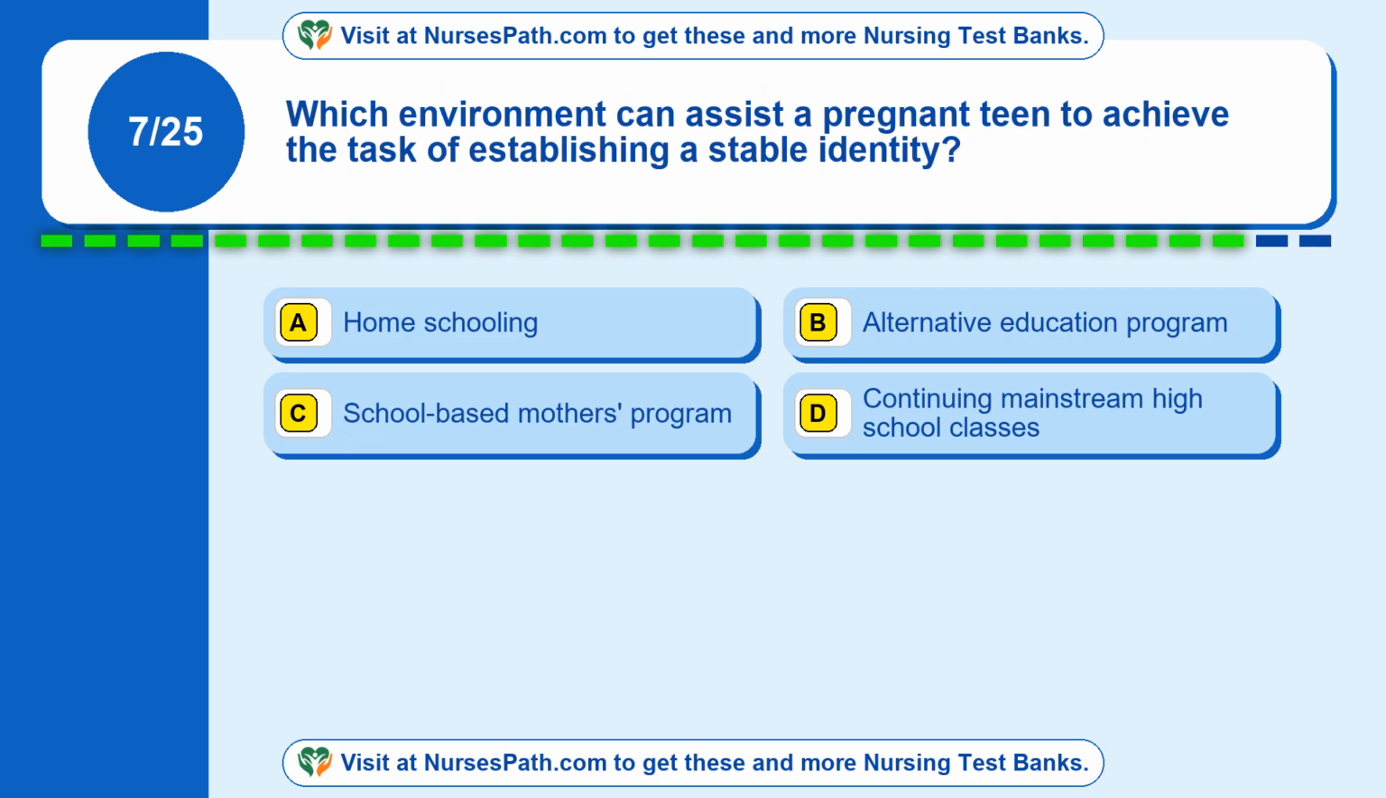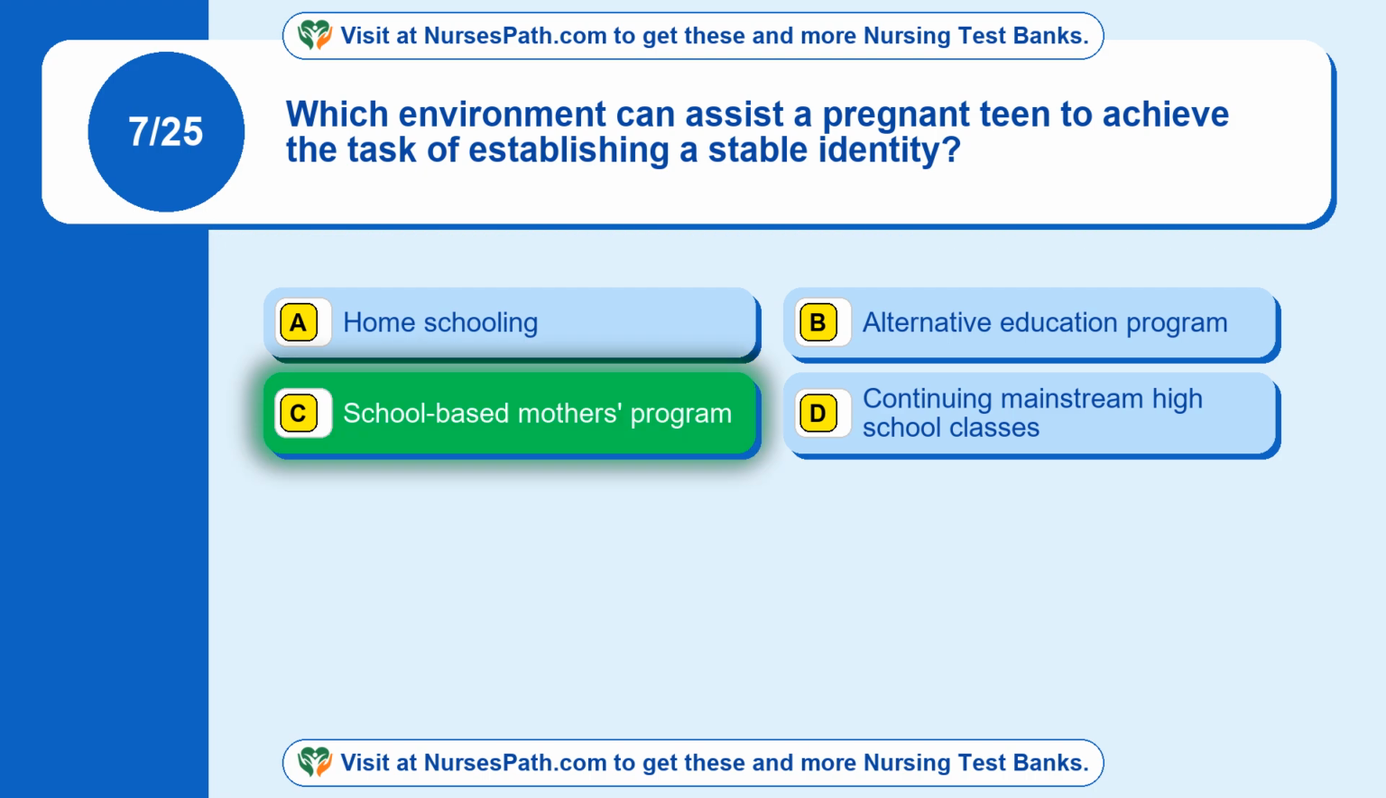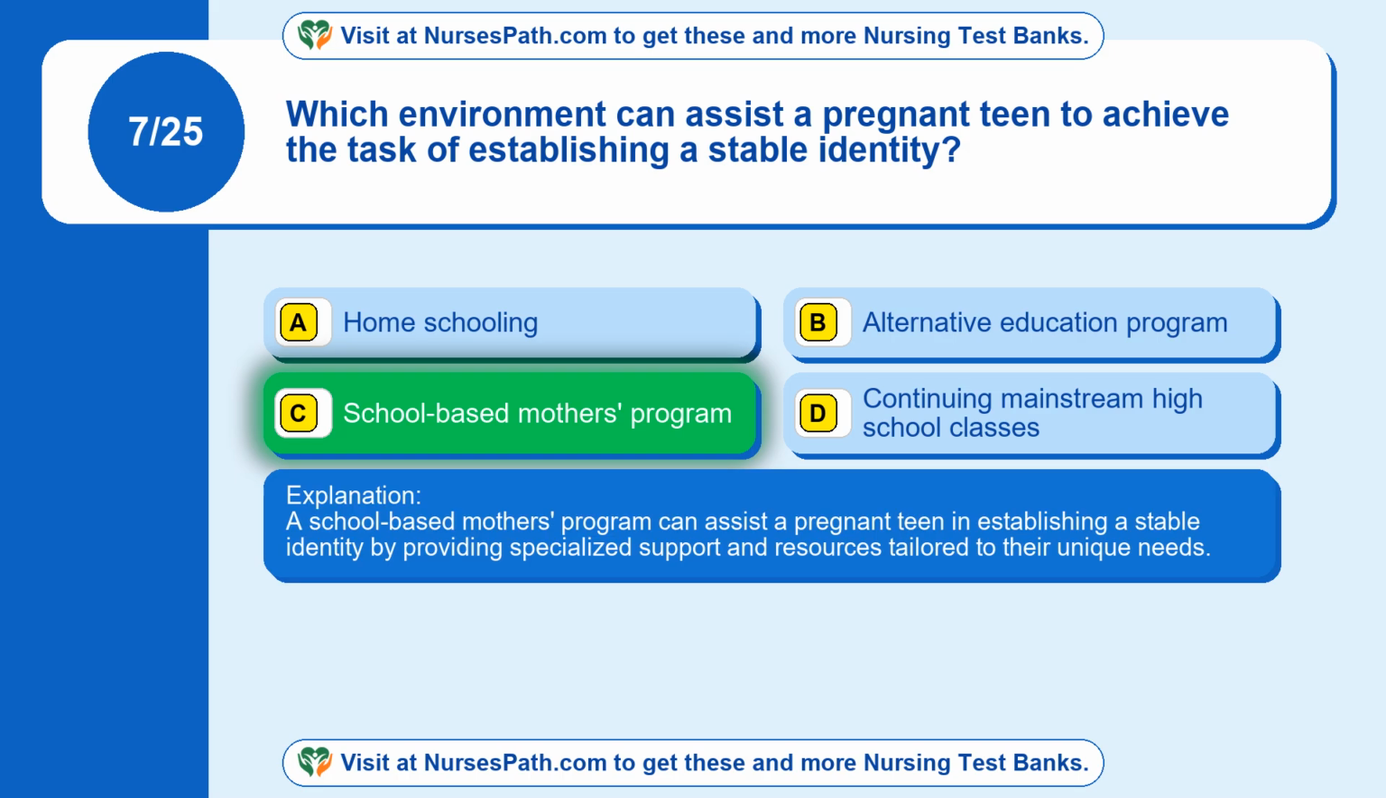Question 7. Which environment can assist a pregnant teen to achieve the task of establishing a stable identity? Option A, homeschooling. Option B, alternative education program. Option C, school-based mothers program. Option D, continuing mainstream high school classes. The correct answer is option C, school-based mothers program. A school-based mothers program can assist a pregnant teen in establishing a stable identity by providing specialized support and resources tailored to their unique needs.